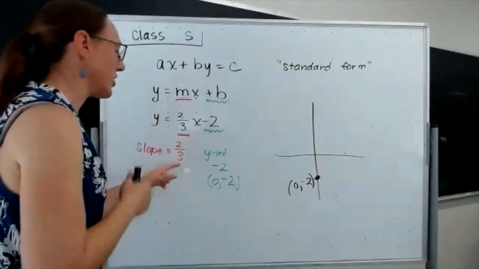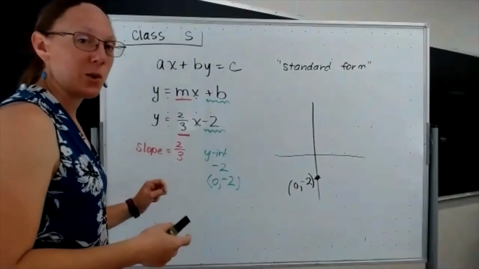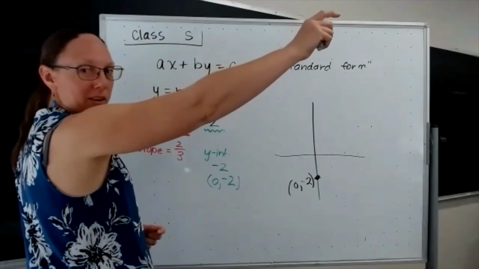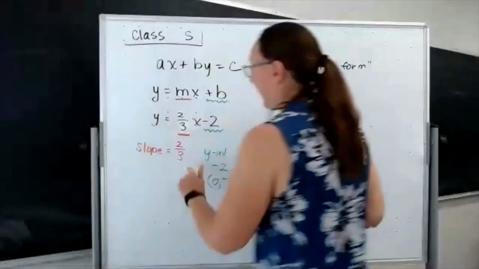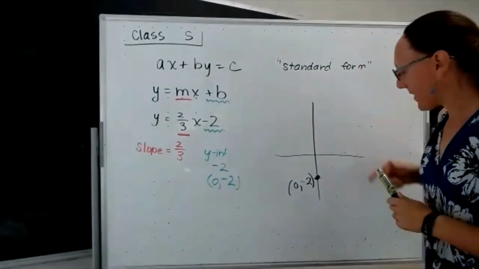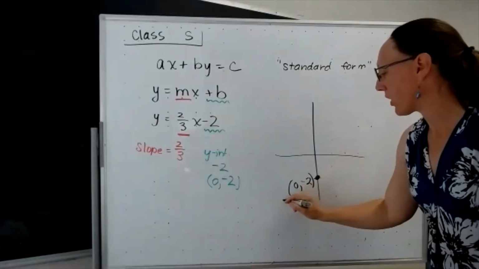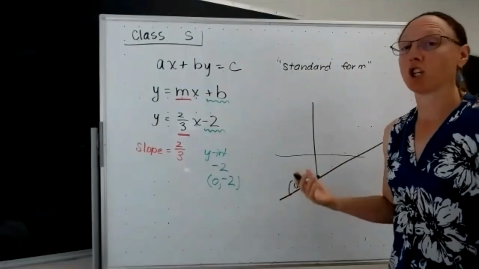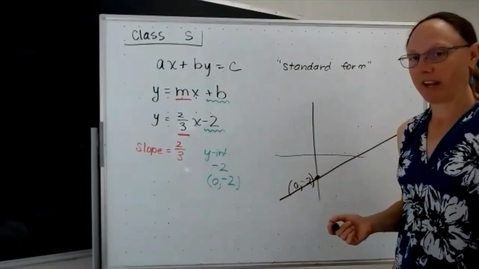So if I come over here to the 2/3, it's positive. Positive means that as I move from left to right, it's going up. 2/3 is less than 1, so that means that as it's going up, it's a more shallow angle. I don't know why we call it shallow, but it's a more shallow angle than a 45-degree angle.